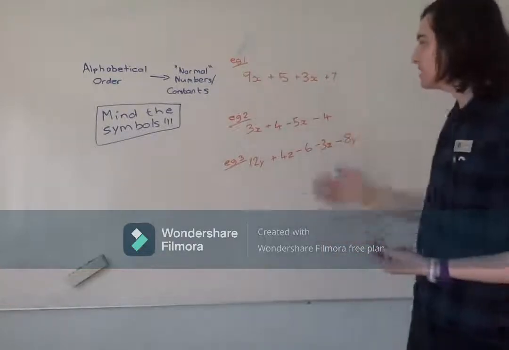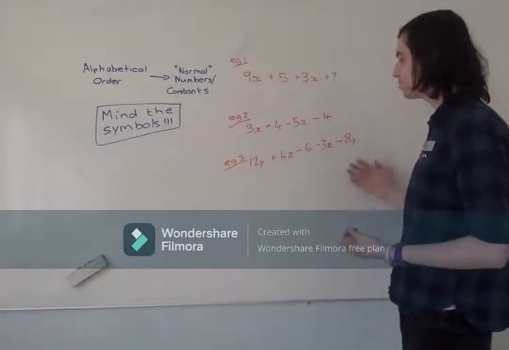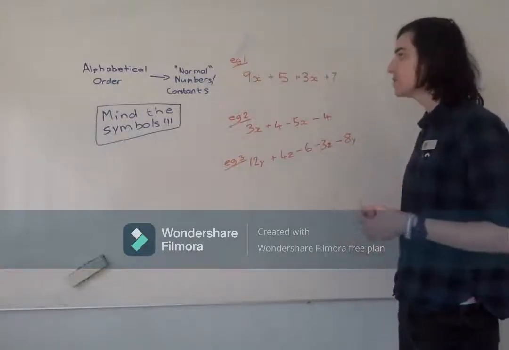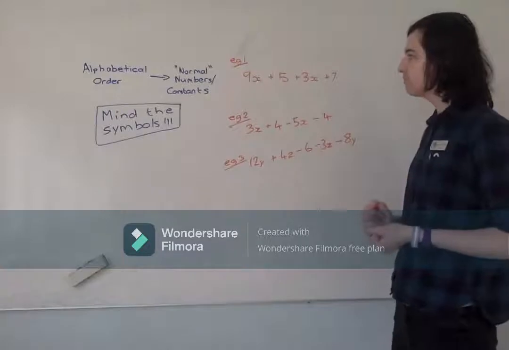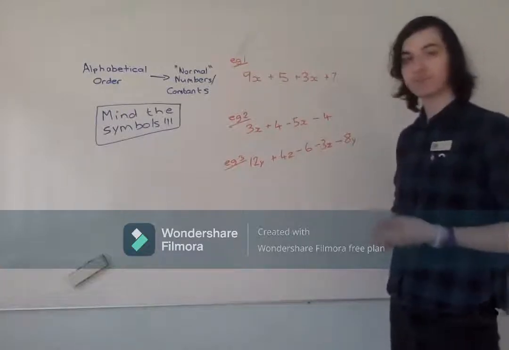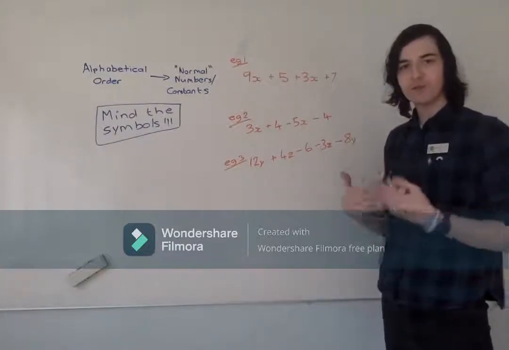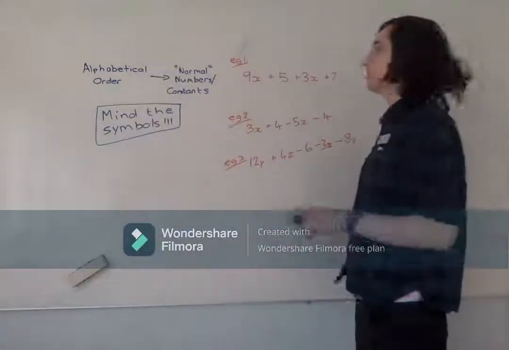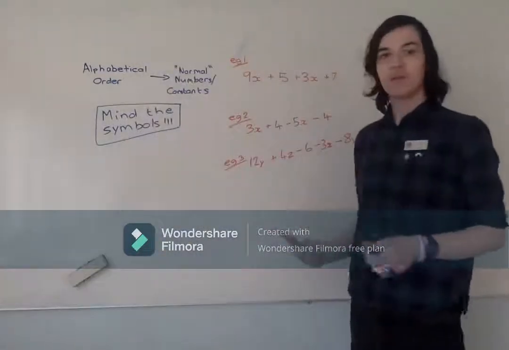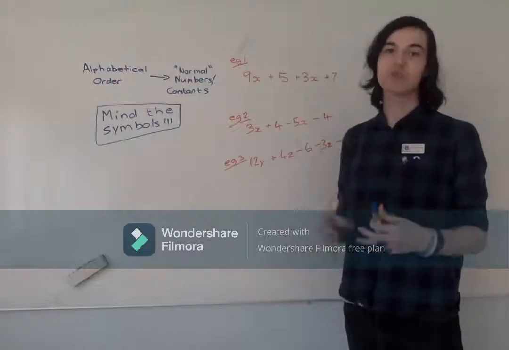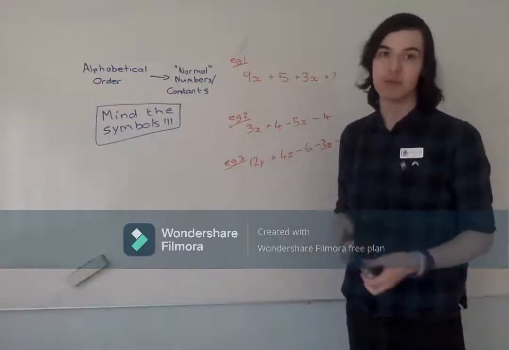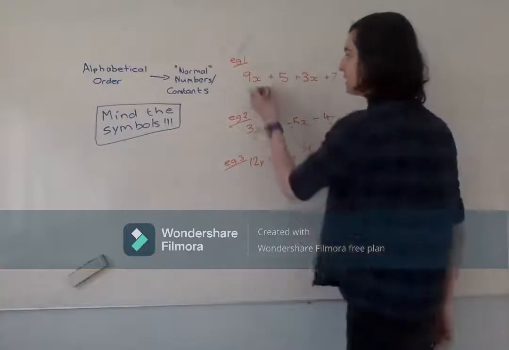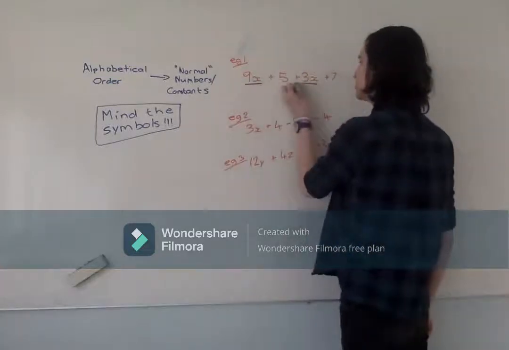So what we're going to do here is we've got 3 different examples which we're going to go through. And first one we're going to do here is 9x plus 5 plus 3x plus 7. So we're going to follow a process here, and I'm going to use a blue flavoured pen. So this one here, first of all, alphabetical order. So these are terms where we have variables in them. So in this case, we've got 9x and we've also got 3x.